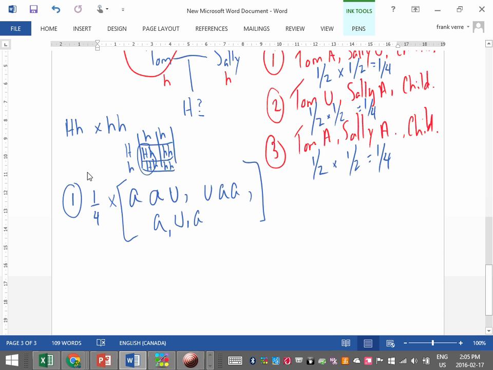Okay, so what we're going to do is this. We know there's a 1/4 chance that Tom is affected and Sally's not. But now we're going to figure out what are the odds of these 3. We're going to use the sum rule, right? We're going to first use the product rule, and then we're going to add up. So let's look at this sequence here, AAU. So what's AAU? So A is 1/2. A is 1/2. U is 1/2.